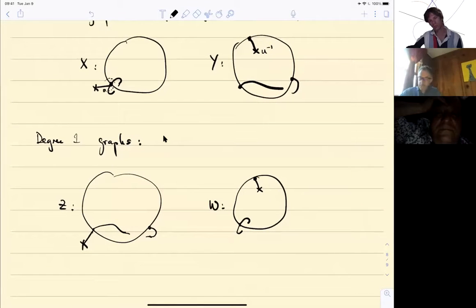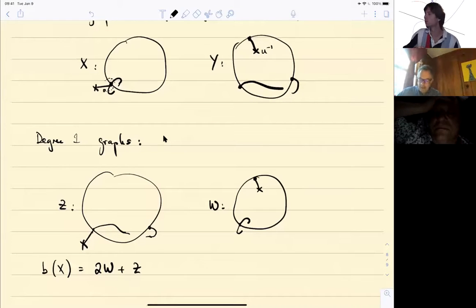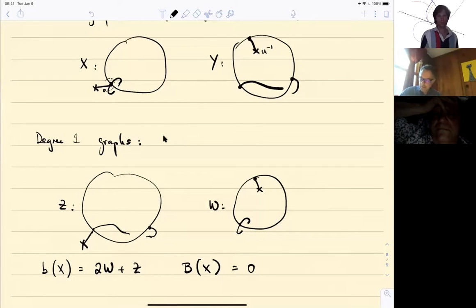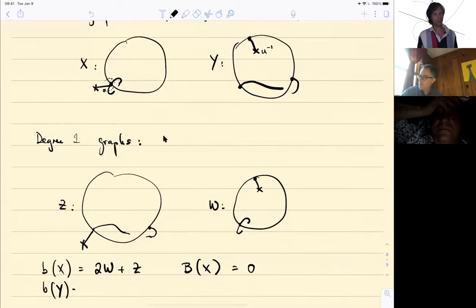Now I want to calculate explicitly what b of X is. I claim that, you can do a quick calculation, b of X is 2 times W plus Z, up to some signs, but let me not worry about signs here. Capital B of X will be 0. And then little b of Y equals 0, and big B of Y equals 6Z.